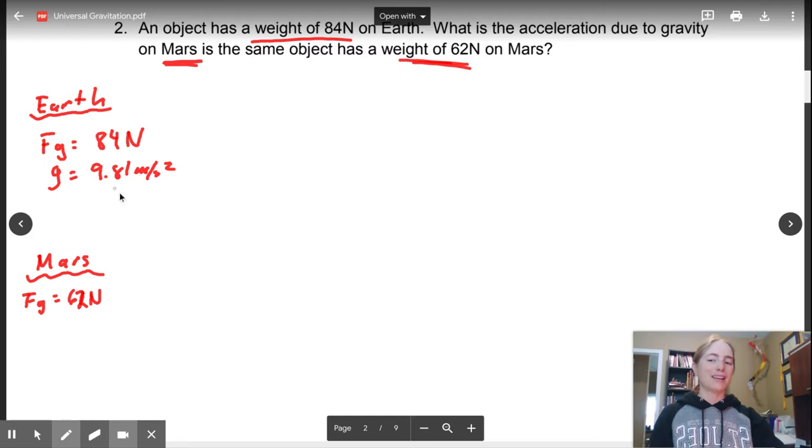Now, notice how I've set up my data here. When you're dealing with 2 different planets, it's going to be a lot easier for you to organize your data in that way, to keep it in nice, discrete bundles, so then that way it's easier for you to access the data where you need it. So you have been asked to calculate what is the acceleration on Mars. So we've been asked to find G. Well, if we don't have G, we know our equation that we want is G equals Fg over m, but we don't have mass. Well, how can we find the mass?